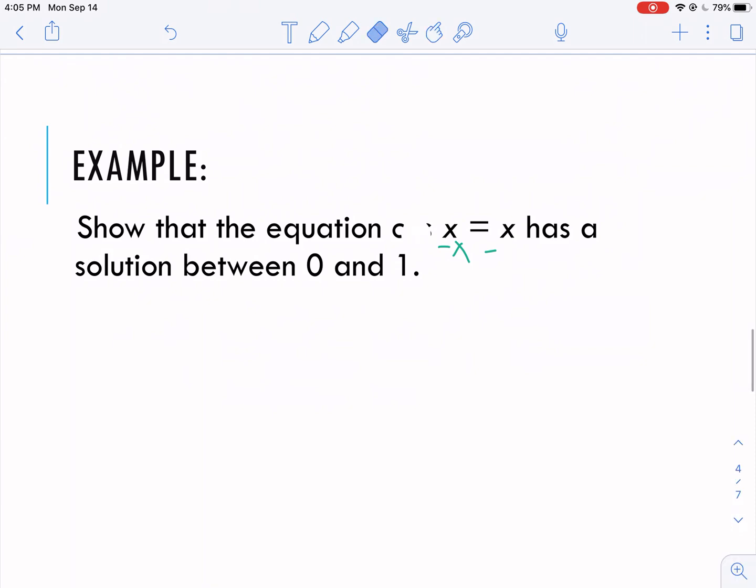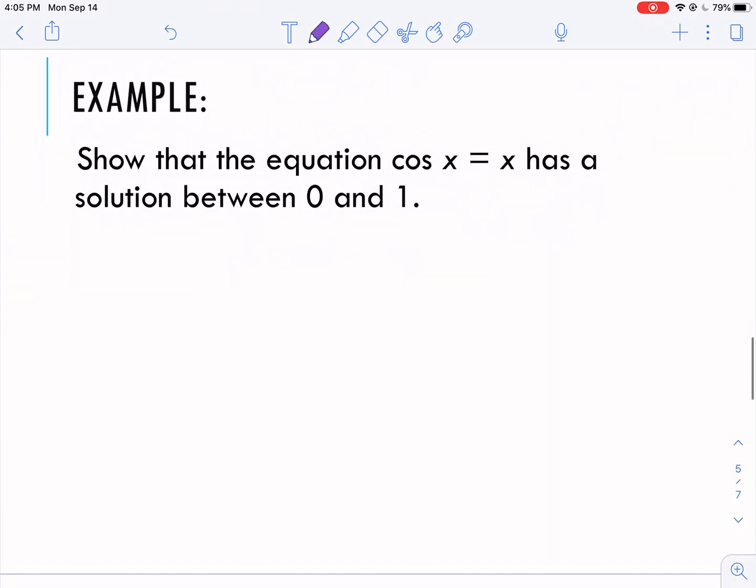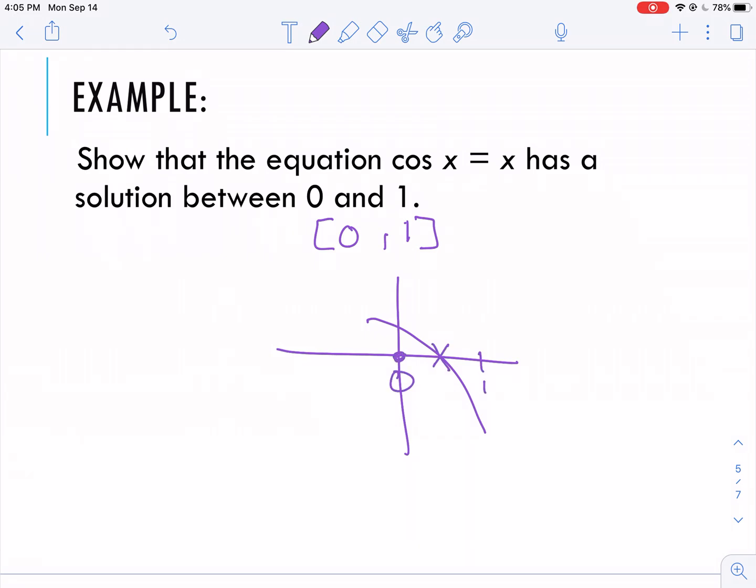Then thinking of this next problem, show that the equation cosine of x equals x has a solution between 0 and 1. If I'm thinking about this, I'm going to graph it, because in between the interval of 0 and 1, my graph has to cross the x-axis at some point. So in order to find the solution, I need to set it equal to 0. So the cosine of x minus x equals 0. Somewhere in between 0 and 1, this function needs to cross the x-axis.